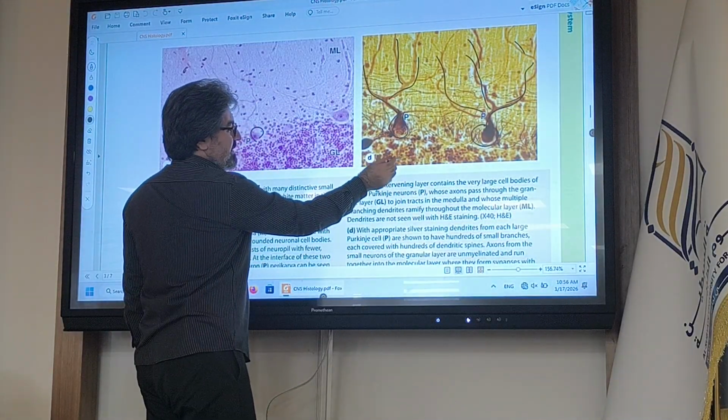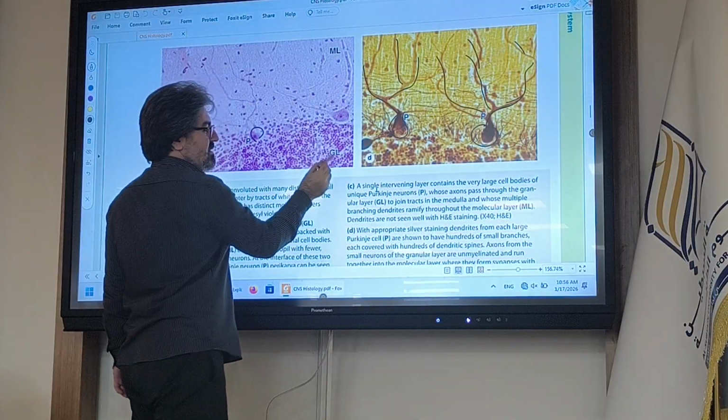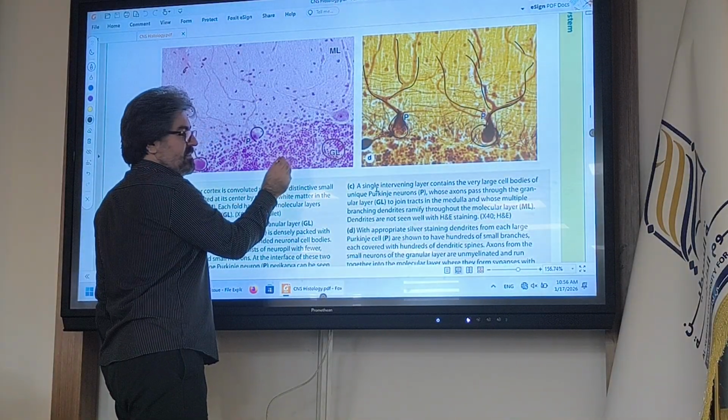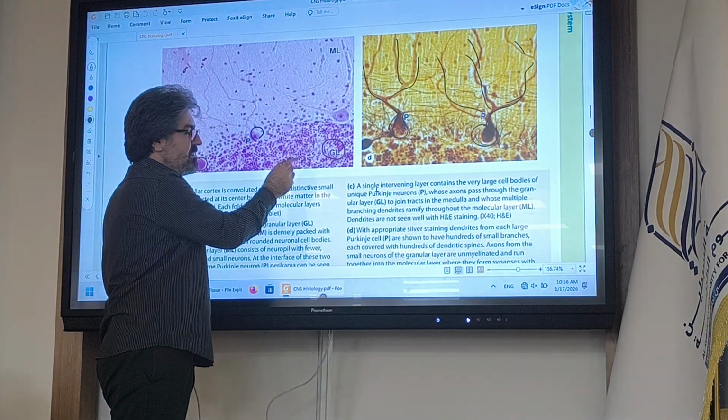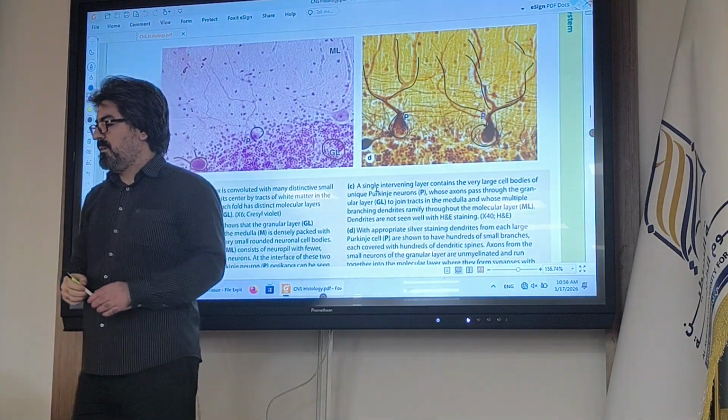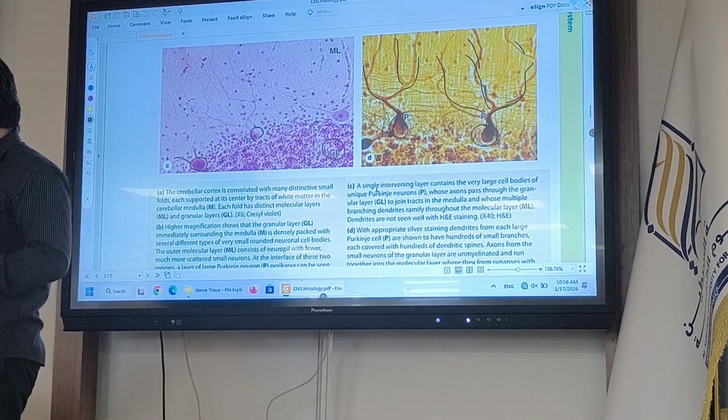And what about this layer? This one is the granular layer. And what are these cells? These cell bodies are granule cells, which are densely packed.